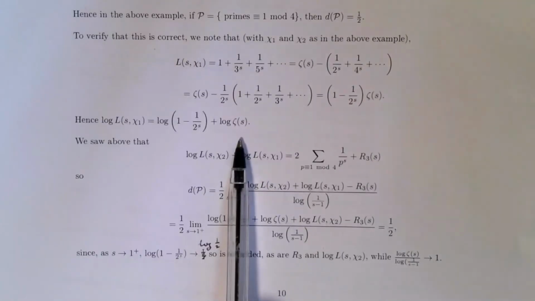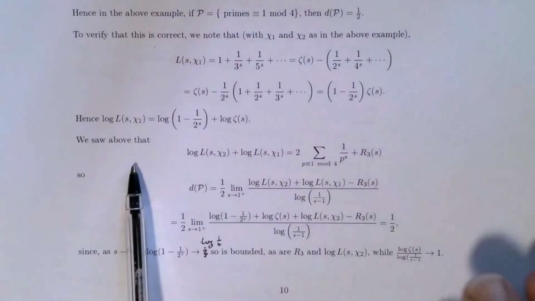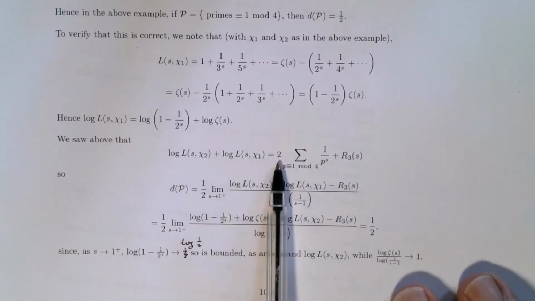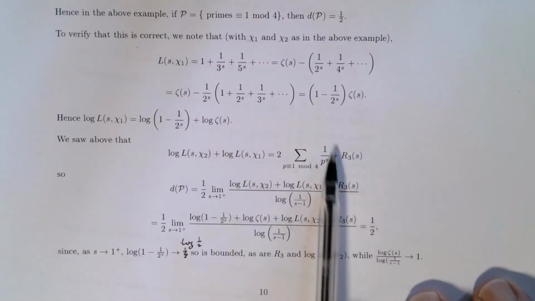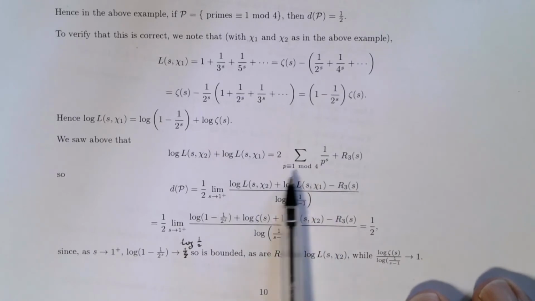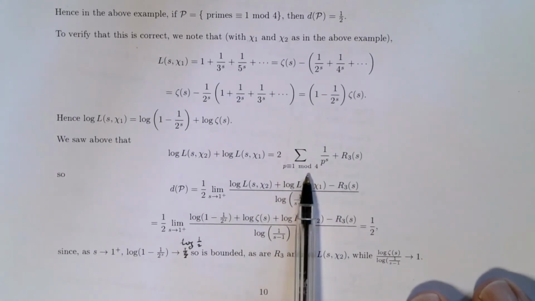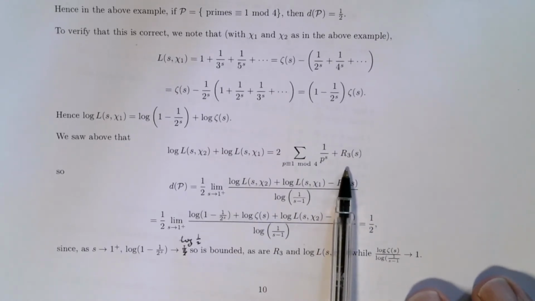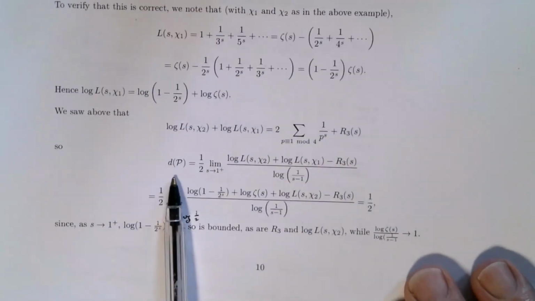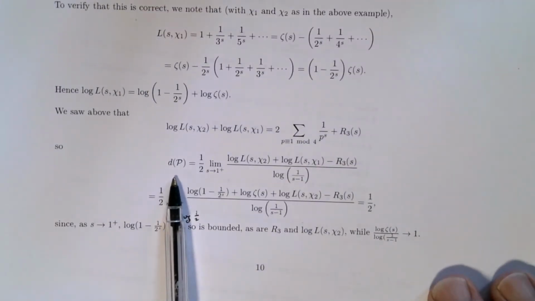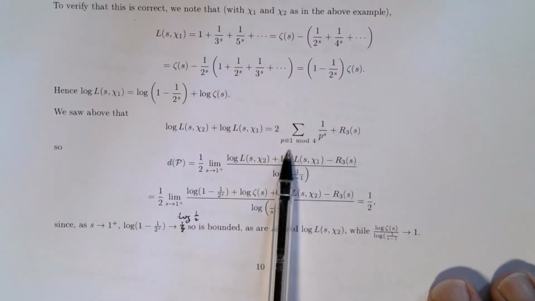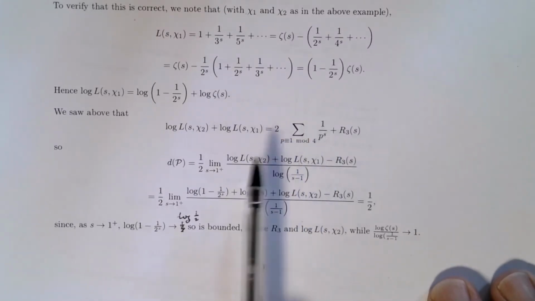Now, we also saw above that when you take the sum of the logs of these two, then you just get twice the sum of 1 on p to the s, where these p's are the 1 mod 4 primes, and we had a remainder term which was bounded as s went to 1. So plugging all this back into our formula for the Dirichlet density, we now have to look at the limit. So I've got to take this quantity up here and divide that by the log of 1 on 1 minus s.